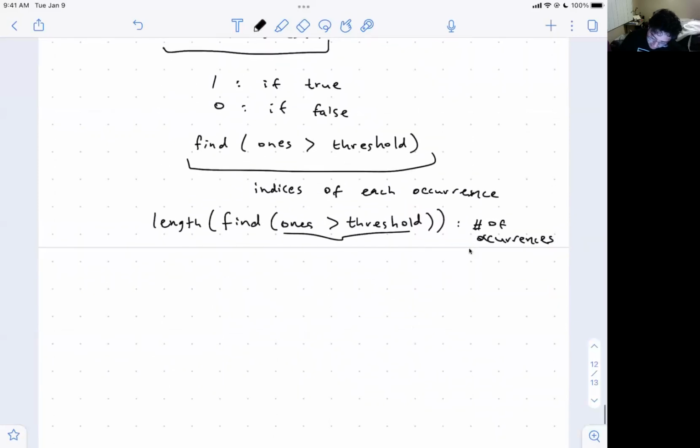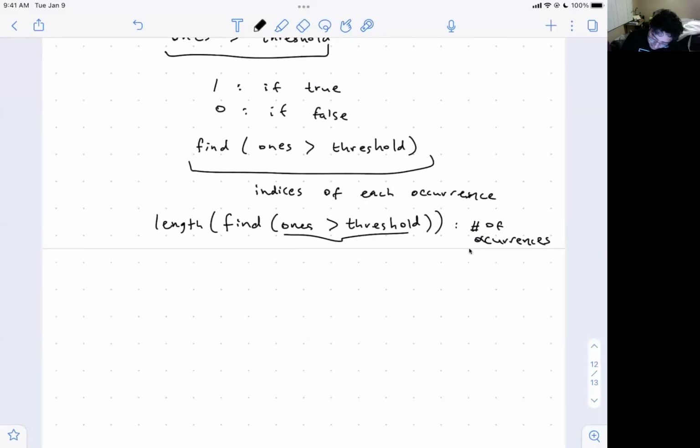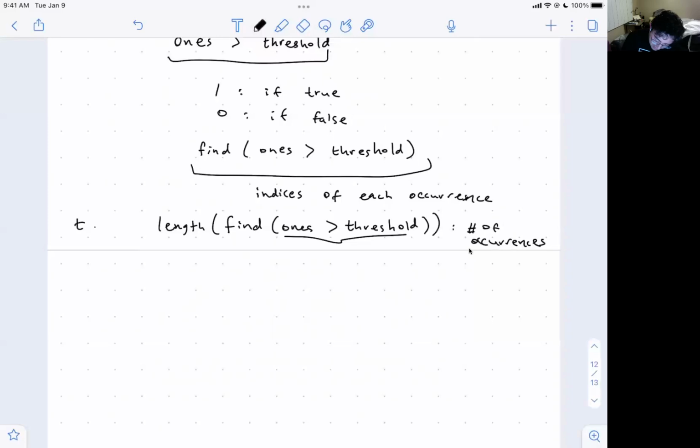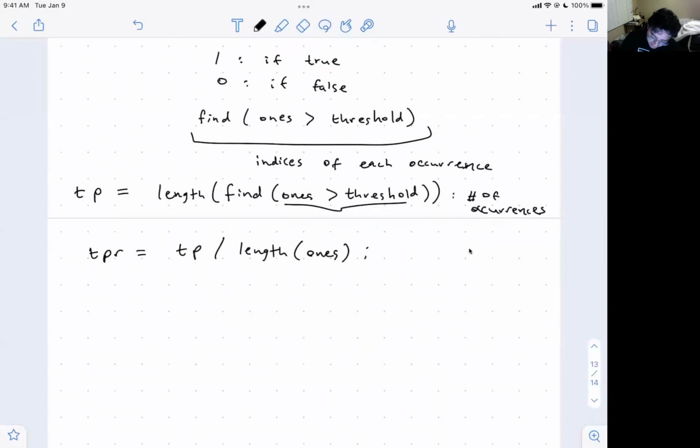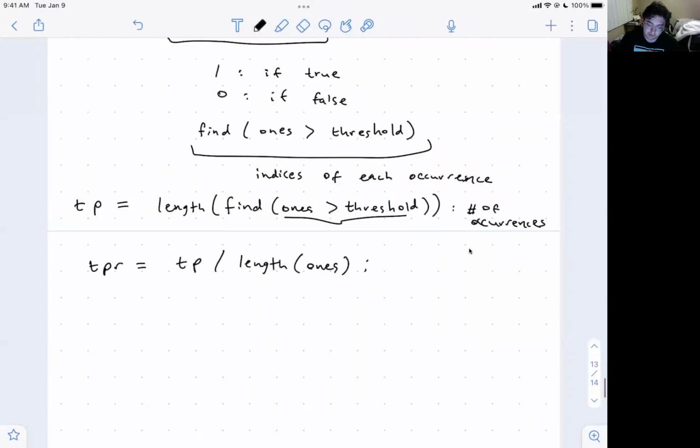One way we could get the rate of occurrences is we just divide. So when the ones are greater than the threshold, these are true positives. If we wanted the rate, we call that TPR. We divide TP by the length of the array that we're checking over, which will just be the number of samples. And this will give you the true positive rate. Either the true positive count or the true positive rate can go into the confusion matrix. I've seen both.